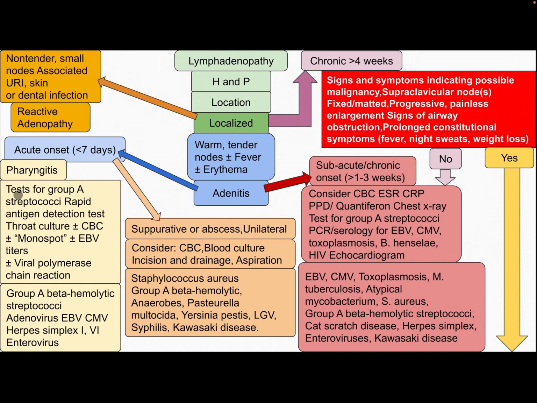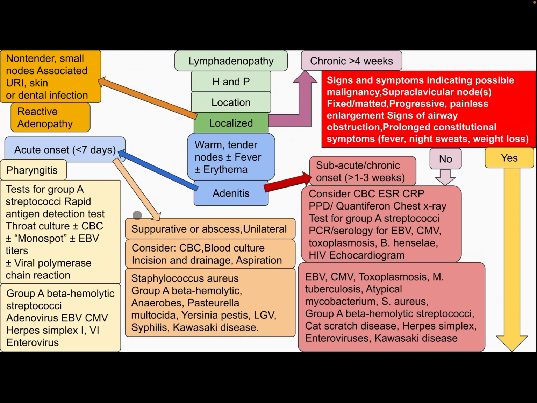The patient needs a test for group A streptococci, rapid antigen detection test, throat culture, CBC, monospot test, Epstein-Barr virus titer, viral polymerase chain reaction. Differential diagnosis: group A beta hemolytic streptococci, adenovirus, Epstein-Barr virus, cytomegalovirus, herpes simplex virus 1 and 6, and enterovirus.